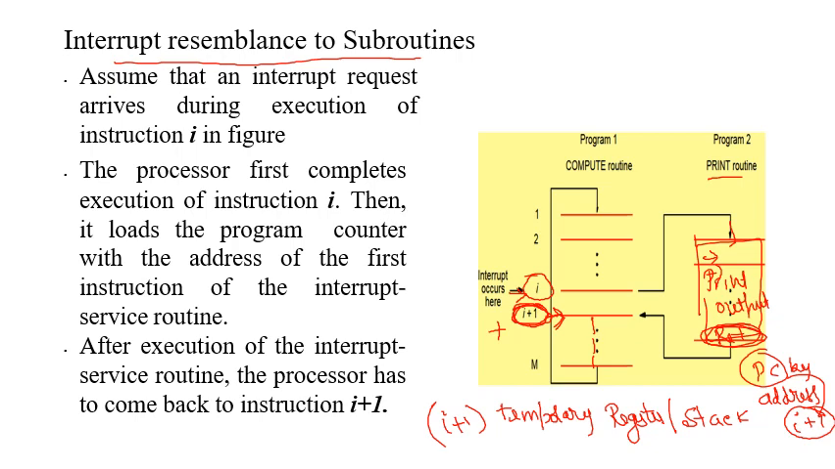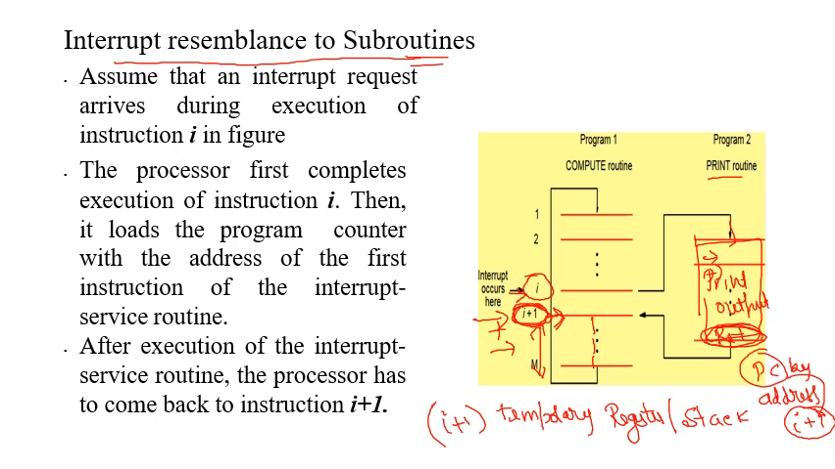In the same way as subroutines, when a subroutine is called, we know that the PC value will be stored, and then it will go to the subroutine, execute that, then return back to the next instruction, that is, return to the address pointed to by the PC that was stored earlier during the call of the subroutine. So after the execution of the interrupt service routine, the processor has to come back to the I plus 1 location and resume the normal task until the next interrupt. Interrupt can arrive anywhere in the program.